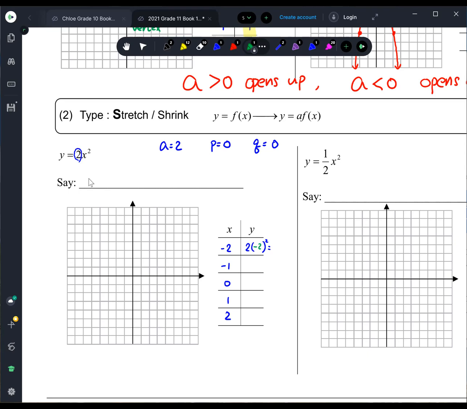Okay, Bernice, what are the y values? Yeah, sure. I got 8, 2, 0, and then 2 and 8. Yeah, right. Does anyone have a question about how to get the numbers for those points?